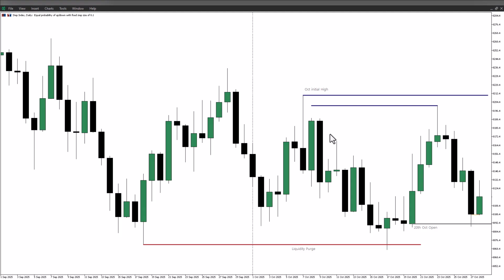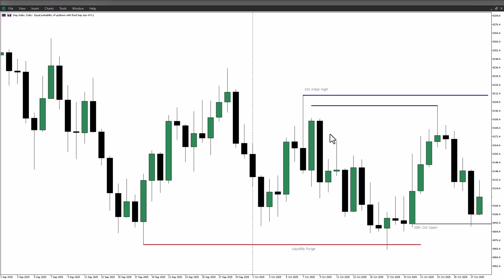Step index on a daily time frame. If you notice, I'm on a different platform. This is the MT5 platform. I am having a lot of difficulties with the Deriv TradingView charts platform. There's a whole lot going up there. So I have to make way with what I have, okay?